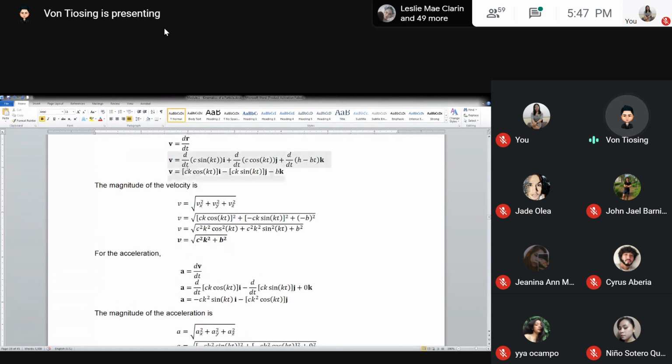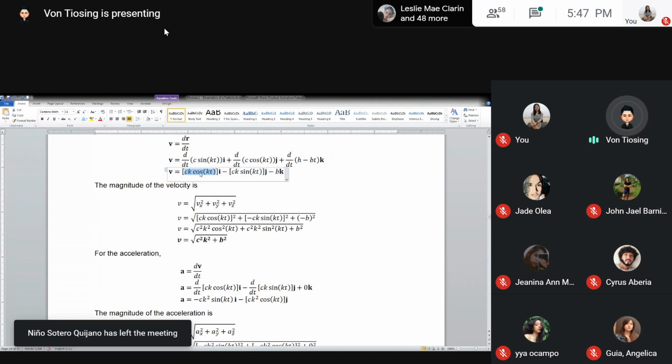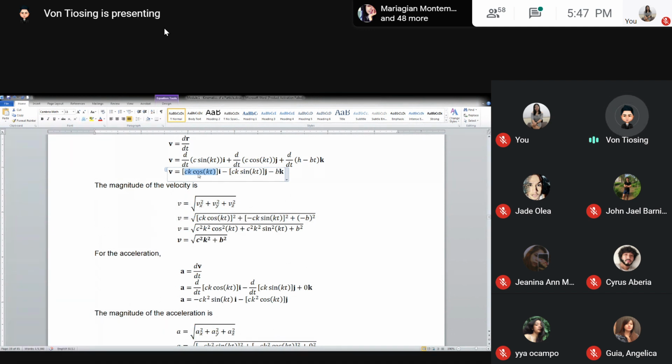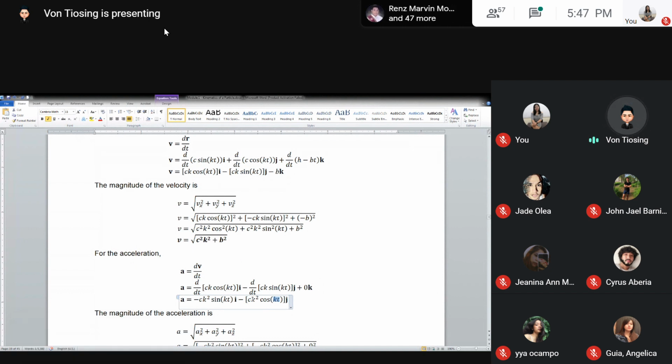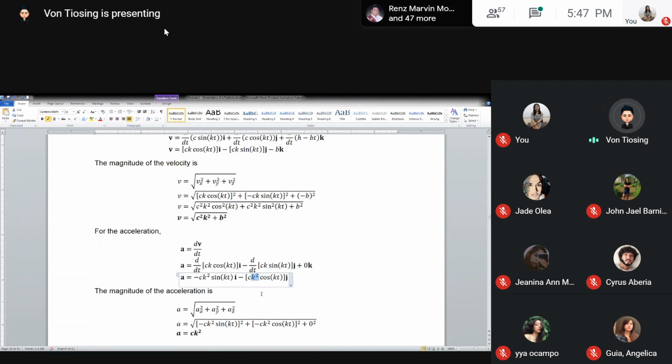And then for the acceleration, again, you're going to differentiate this one. So the derivative of ck cosine of kt is ck times the derivative of cosine kt, which is negative sine of kt. And then again, by chain rule, the derivative of kt is equal to k. So k times k becomes k squared. The derivative of negative ck sine of kt is equal to what? Negative ck times the derivative of sine of kt, which is cosine of kt. Then again, by chain rule, the derivative of kt is equal to k. So this becomes ck squared.